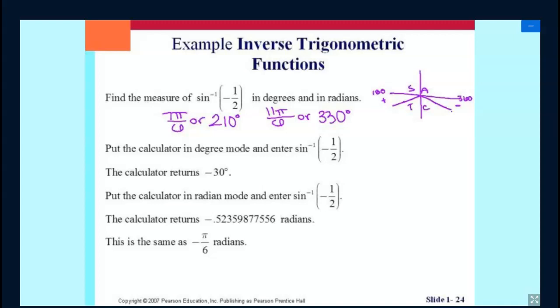Similarly, go ahead and turn your calculator now to radians. Hit second inverse sine. Type in that negative 1/2. Here's the problem. It gives you a decimal that we don't know. So this is why it's so important to understand your unit circle.